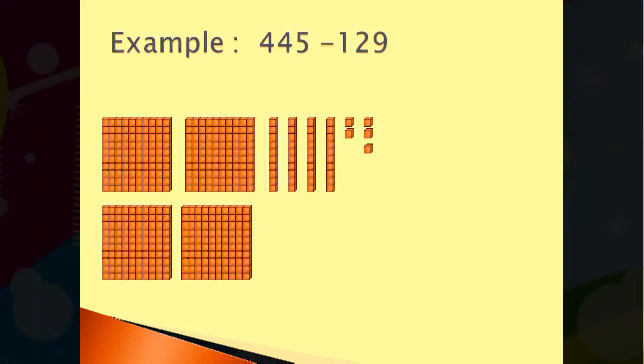Let's look at another example. 445 minus 129. Now, we have 5 units in the ones position, but we want to give away 9. Can that happen, boys and girls? I don't think so. What do we have to do? Yes, we will have to regroup.